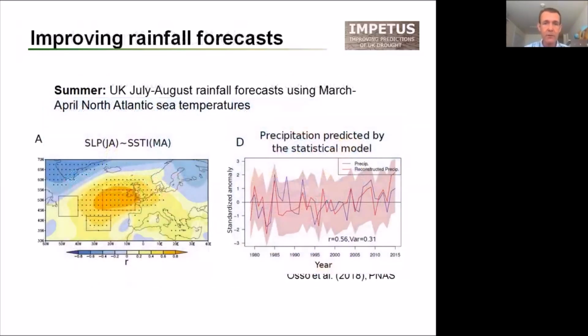In IMPETUS, we've also shown that skillful forecasts of summertime rainfall in the UK are possible. We can make forecasts of rainfall for July and August using preceding springtime, March and April, North Atlantic sea surface temperatures. However, though all forecasts of rainfall are skillful, there's still a note of caution that currently seasonal forecast skill is still quite low.